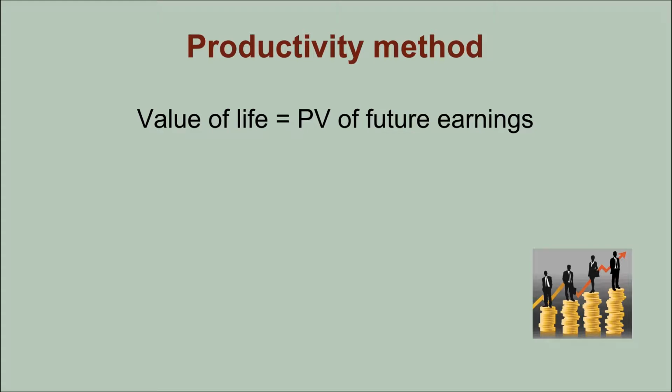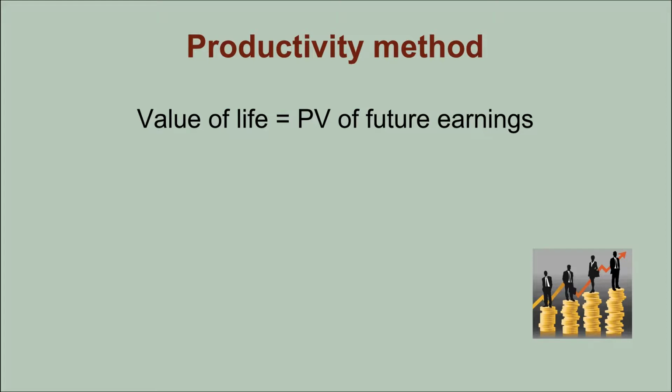The productivity method values a person's life, or a statistical life, based on the present value of future earnings. It weighs up the lifetime stream of earnings a person has ahead of them, discounts it back to get a present value using a discount rate to convert future income into present value of that income. And that's the basis on which people's lives get valued.